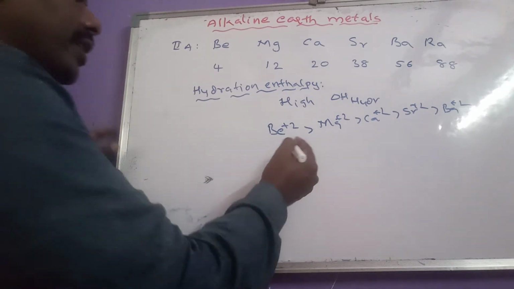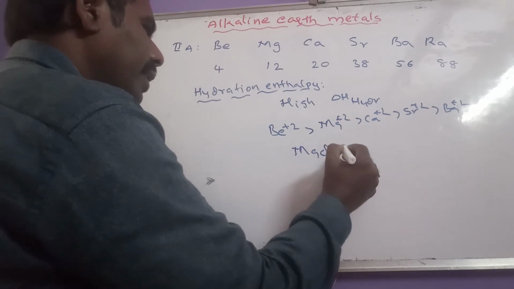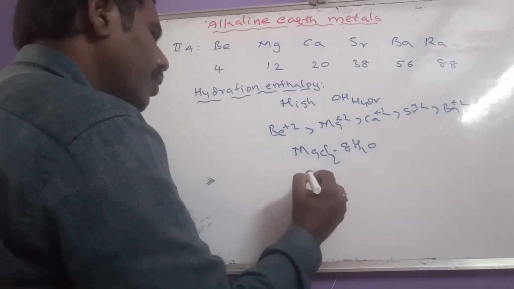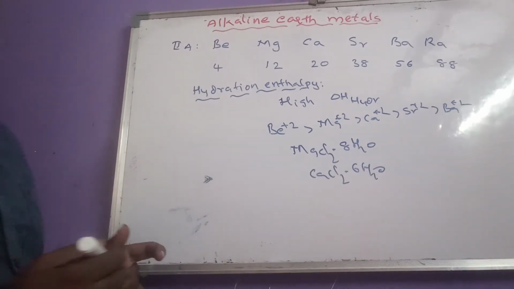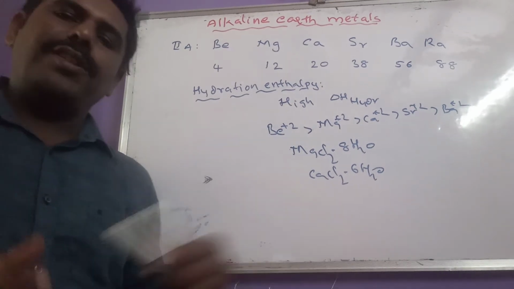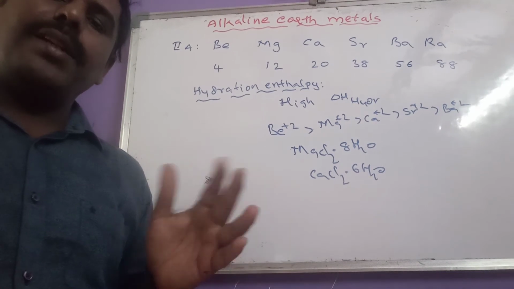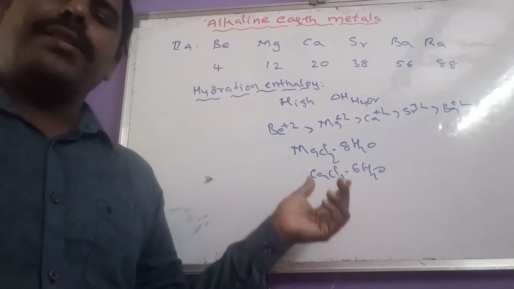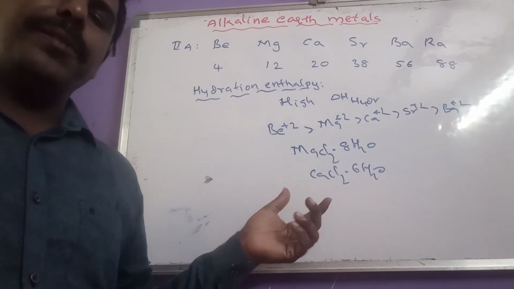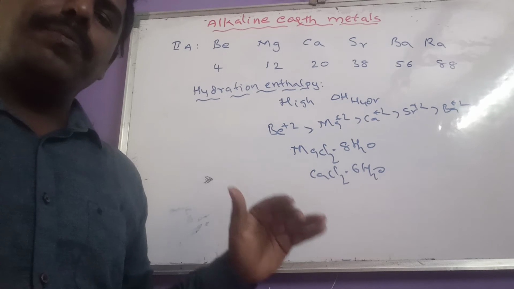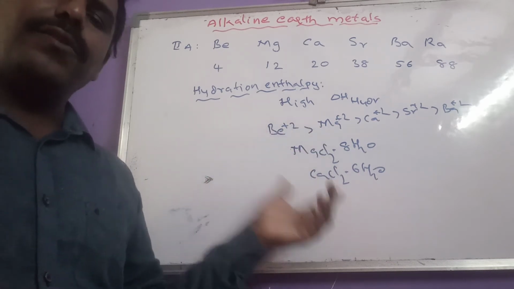So now, if you come to MgCl2, that exists as MgCl2·8H2O, and CaCl2 exists as CaCl2·6H2O. Like this they can form hydrates. Of course we know that sodium chloride and potassium chloride do not form such types of hydrates. So these have a high affinity to bind with water. That's why these have high heat of hydration.